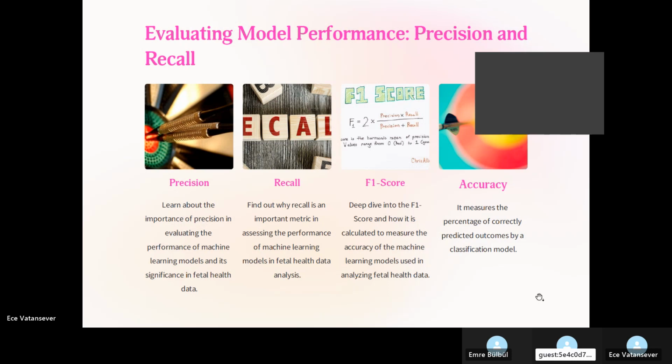Precision measures the accuracy of positive predictions by dividing the true positives by the sum of the true positives and false positives. Recall assesses the model's ability to correctly identify positive cases by dividing the true positives by the sum of the true positives and the false negatives. F1 score combines precision and recall into a single metric, providing a balanced measure of the model's effectiveness. So let's look at the other slides.